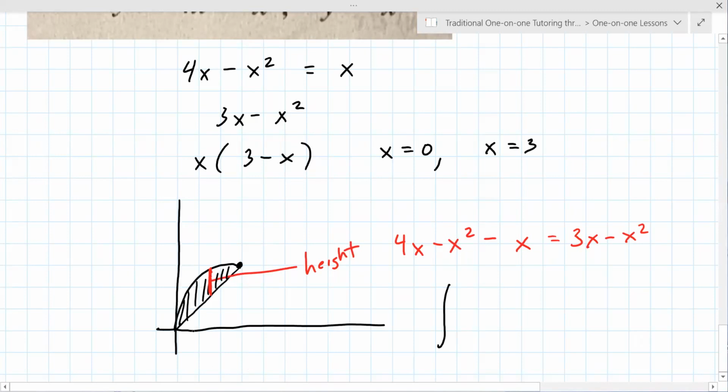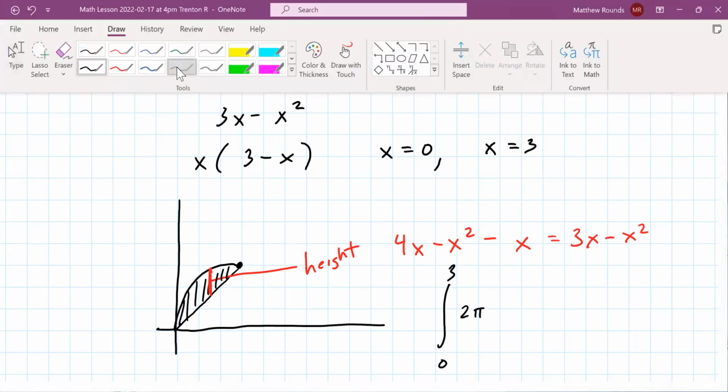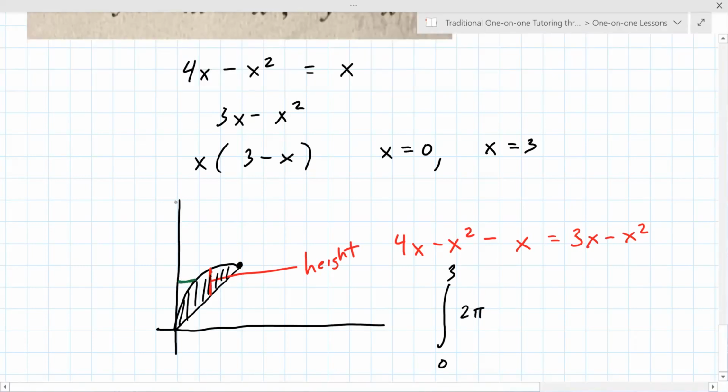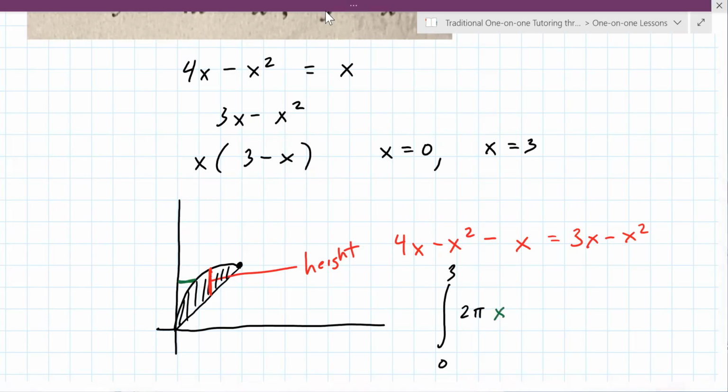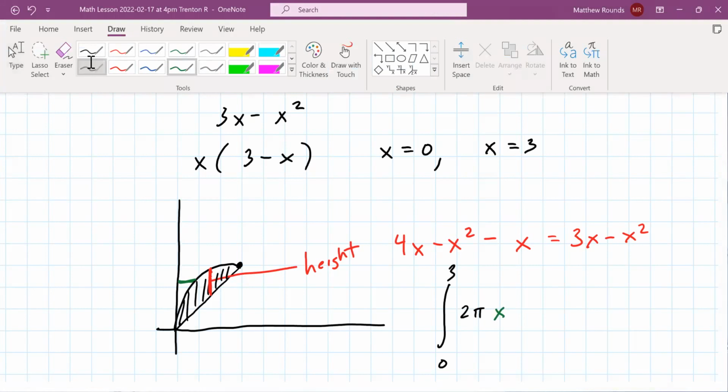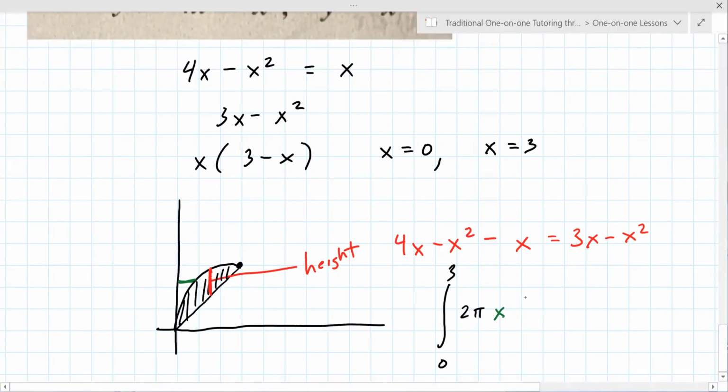Now your integral is from 0 to 3, because those are the bounds there, 2 pi. Now this time it legitimately is x because it's the distance from there, and we're going around the y-axis, so it's always x when it's the y-axis. But then your height is 3x minus x squared dx.